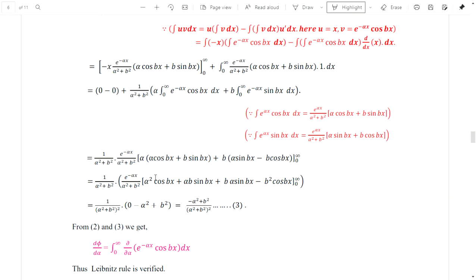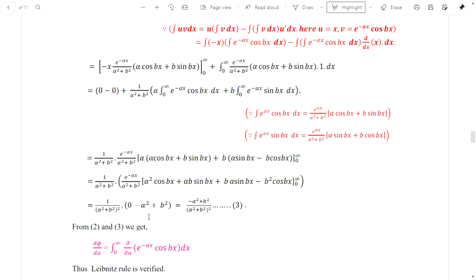We have to apply the limits. If you apply the limits for this, we will be left with 1 divided by alpha squared plus b squared into alpha squared plus b squared, which is nothing but alpha squared plus b squared whole square, into these two terms, e to the power minus infinity is 0. So the upper limit is 0 minus, let us apply the lower limit. If we apply the lower limit, we will be getting e to the power minus 0 is 1 into alpha squared into cos 0 is 1. So minus alpha squared will be there.